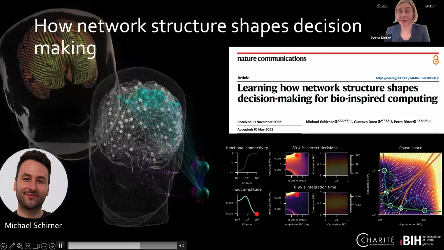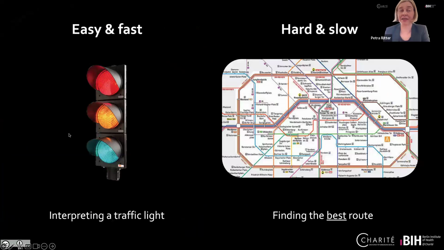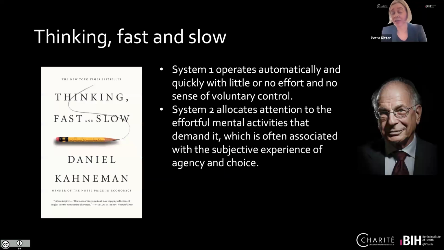So let me start with the fact that you are well aware of that decisions can be made fast, and they can be easy, like knowing that we have to stop at a traffic light that turns red, or the problems that need decisions can be difficult, and then solving them, taking the decision can be slower. And this has also been formulated and observed by the Nobel laureate Daniel Kahneman, who wrote the book Thinking Fast and Slow. And he postulated 2 systems.